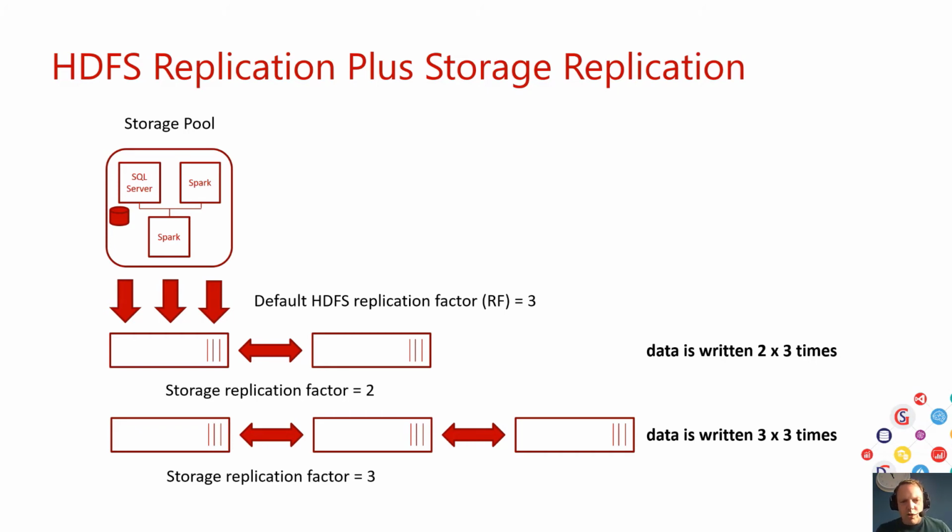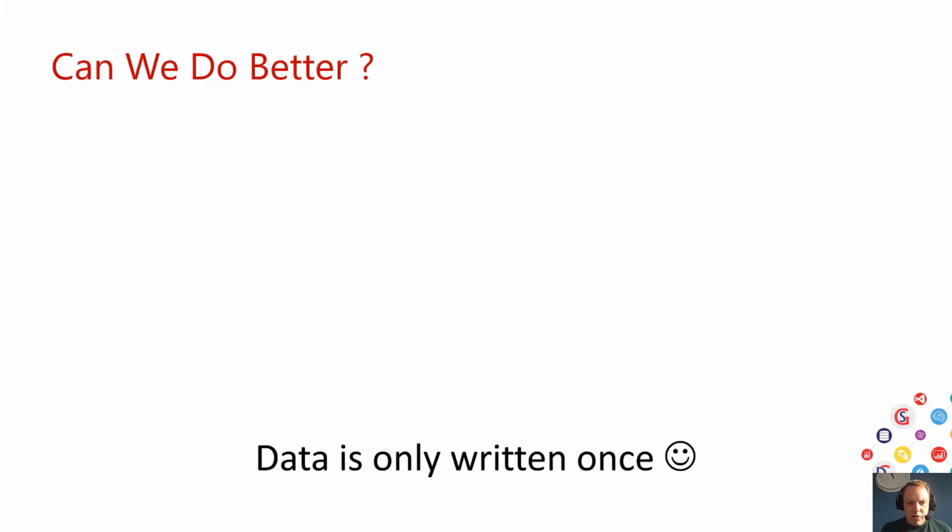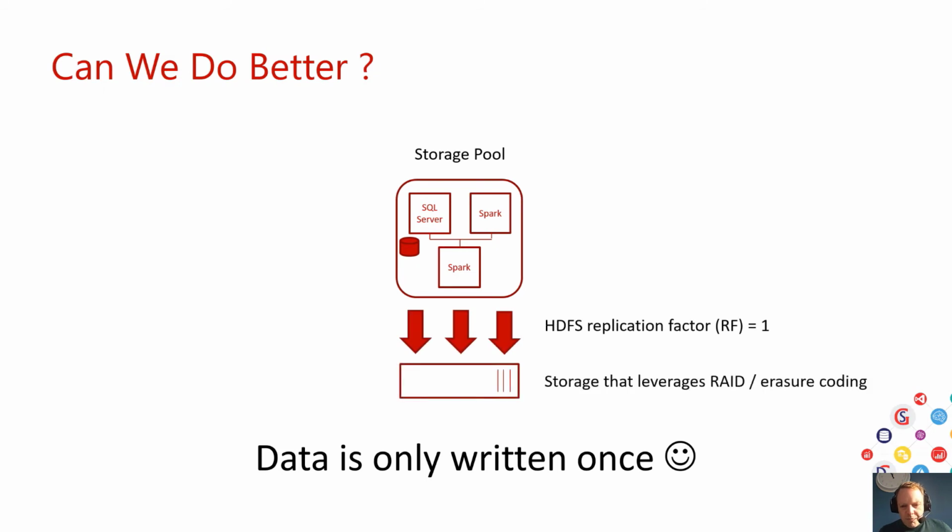So the first thing that you want to do is if your storage platform is replicating data, what you can do is you can set the HDFS replication factor down to 1 in your configuration. So that is a better option. What you can also do is if your storage platform natively supports things such as RAID or erasure coding, still set your replication factor down to 1, and then what you'll get is you'll get data that is only written once.